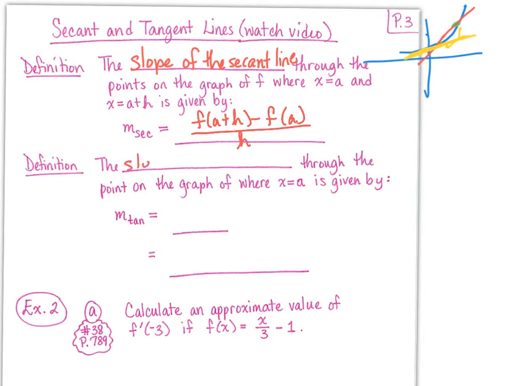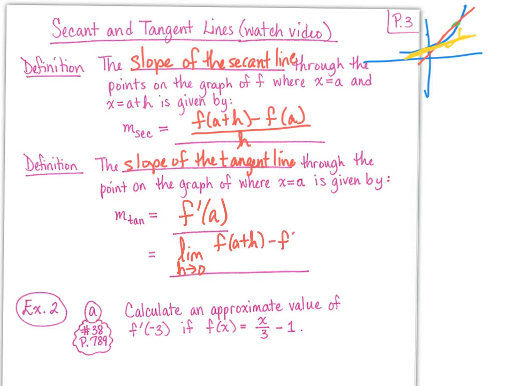The slope of the tangent line through the point on the graph of f where x equals a is given by m sub tan, for the tangent line. That's given by your derivative, f prime of a. In other words, it's the limit as h approaches 0 of f of a plus h minus f of a divided by h. Okay, so the slope of the secant line is just your difference quotient. The slope of the tangent line is your derivative.